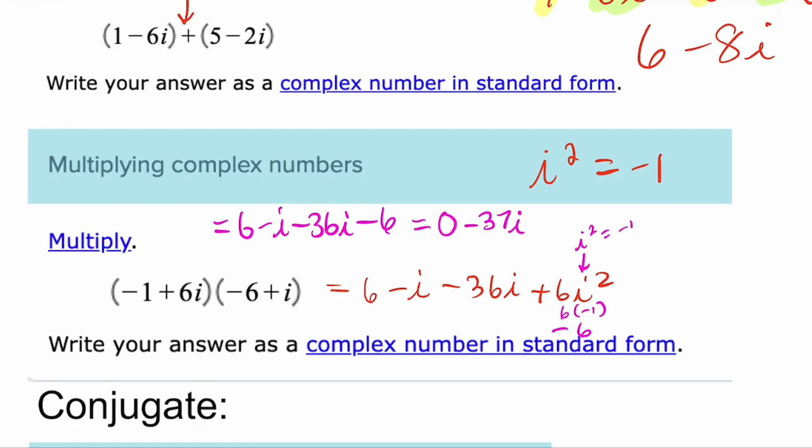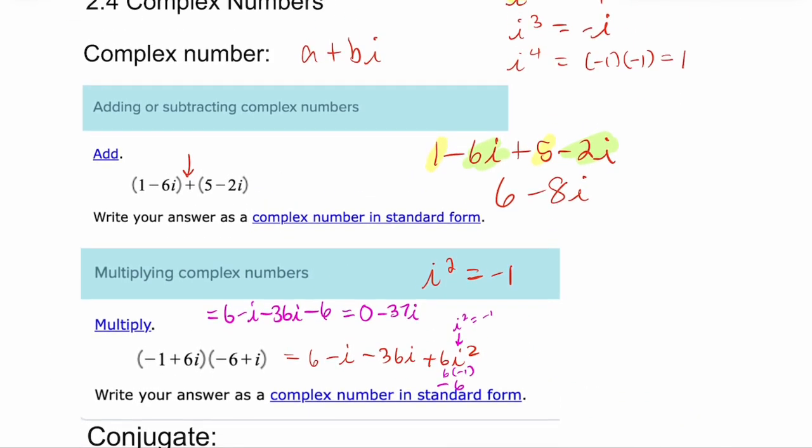Do we have any questions on those first two problems? Good so far? Okay.